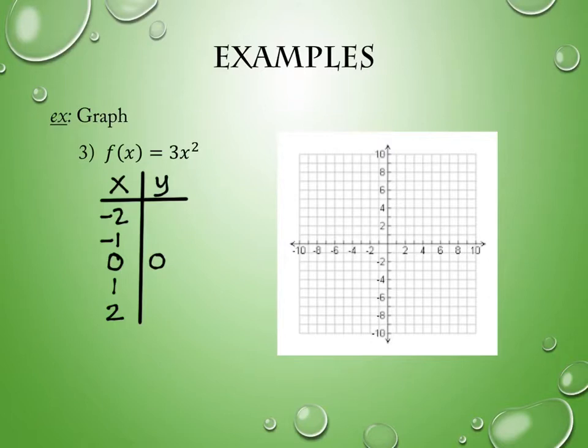So let's try it. If I plug in the number 1, what is 1 squared? 1 times 3 is 3. But what happens when I plug in negative 1? What is negative 1 squared? 1 times 3 is 3. Do you see the symmetry?